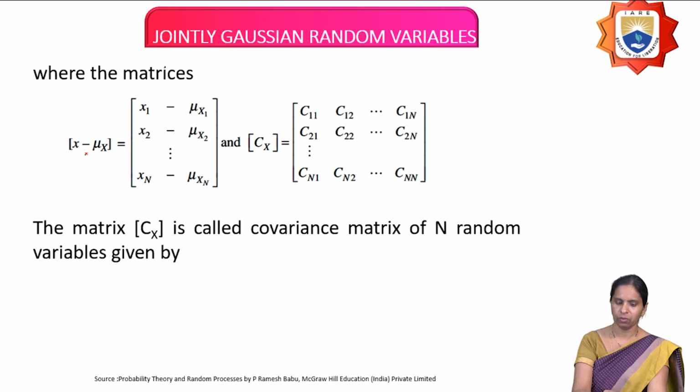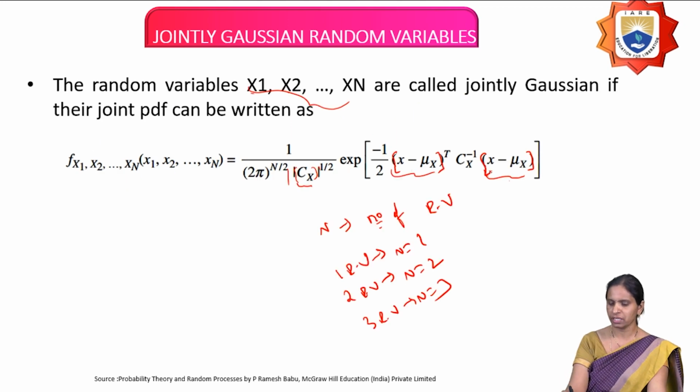Where X minus mu x is nothing but a matrix with N rows and only 1 column. So, this X minus X bar matrix is of size N by 1. And what is the size of X minus X bar transpose? It is 1 cross N.